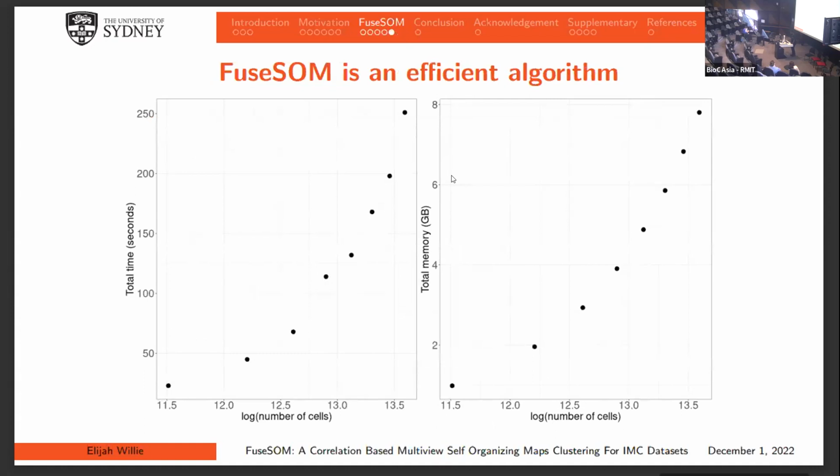I'm a computer scientist by training, and I'm interested in computational complexity. So I was curious to see how long it would take to run about 1 million cells, or 800,000 cells, in FuseSOM, and how much memory I would use. FuseSOM is a linear algorithm in the number of cells. I ran this on my computer for 800,000 cells, and it took a maximum of about 8 GB of memory and under 5 minutes to run from start to finish. So it's fast and quite efficient.